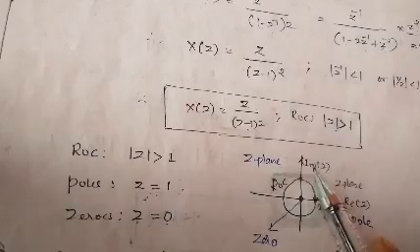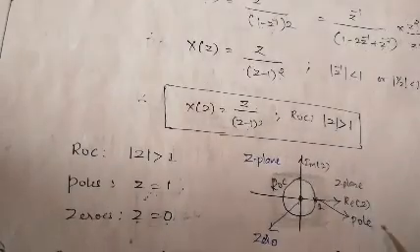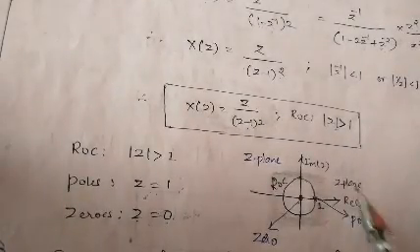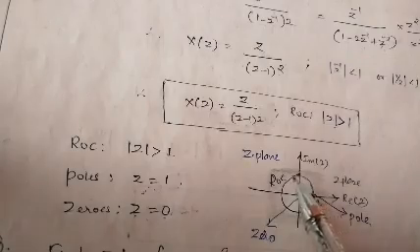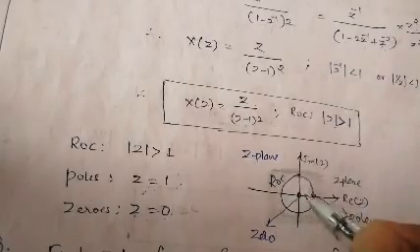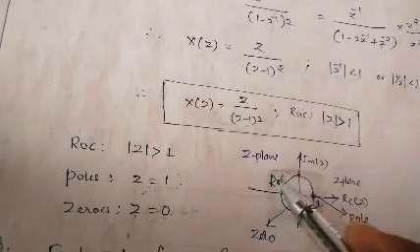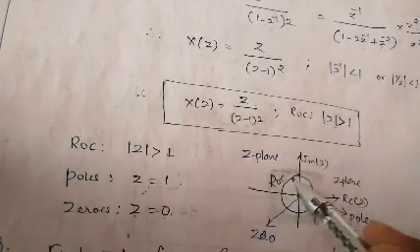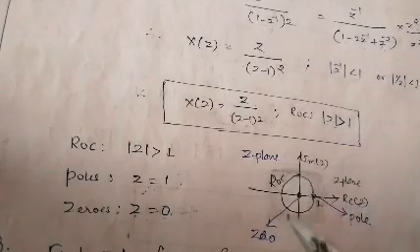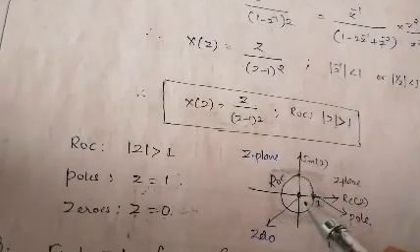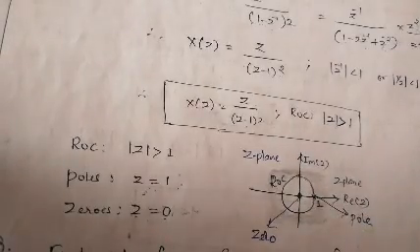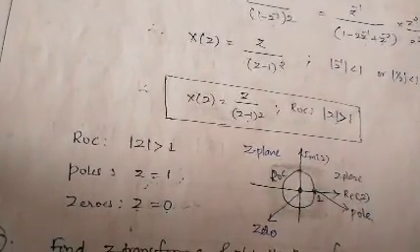On the z plane, the vertical axis represents the imaginary part, and the horizontal axis represents the real part. We draw a circle having radius 1, and the ROC lies outside the circle. This shaded part indicates the ROC of the z plane. The ROC lies outside the circle of radius 1. This is about this problem.